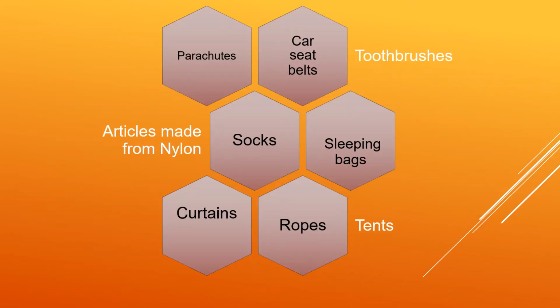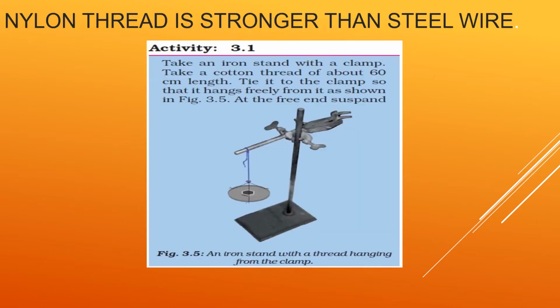Articles which are made from nylon are socks, ropes, pens, toothbrush bristles, car seat belts, sleeping bags, curtains, etc. Nylon is also used for making parachutes and ropes for rock climbing. Nylon thread is stronger than steel wire. We can prove this with the help of an activity.